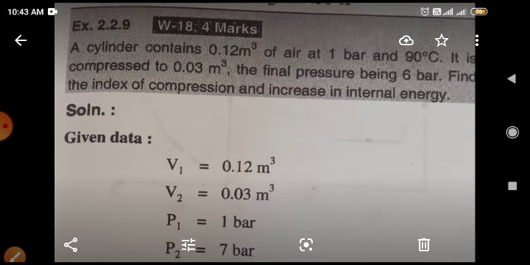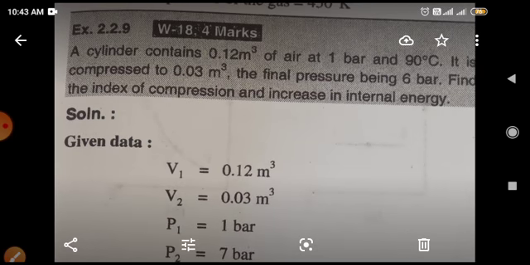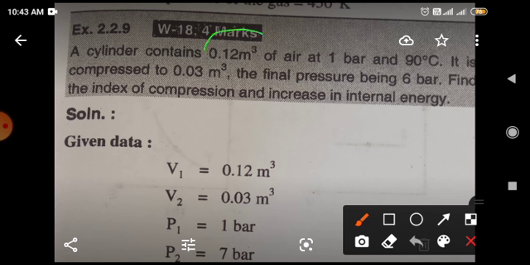Let's see one more. A cylinder contains 0.12 meter cube of air at 1 bar. Pressure and volume are given. The volume here is 0.12 meter cube, and the pressure is given as 1 bar, at 90 degrees Celsius. You can say this is T1.